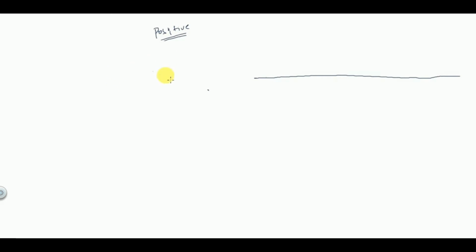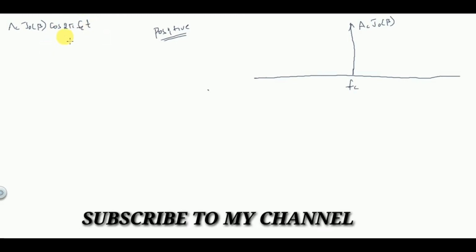That means the negative half I'm not drawing, only one half, because it is sufficient for the analysis. So this is Fc, and its amplitude is A_c J0 of beta. As I have told you, the amplitude depends on A_c J0 of beta into cos 2 pi Fc t, the carrier term. When you draw the spectrum for this, the magnitude becomes half.